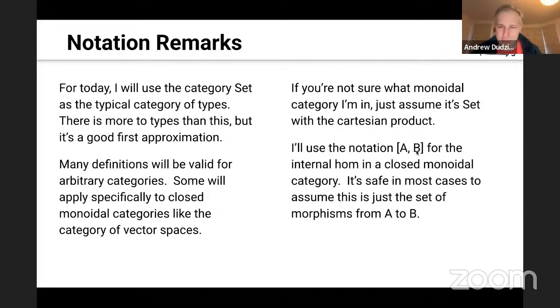I don't think this notation was used in the course, I'm not sure, but I'm going to be using this bracket notation for the internal hom. If you don't know what internal hom means, I just mean the set of all the arrows from A to B. So this is the same as B to the A, basically, the exponential object.